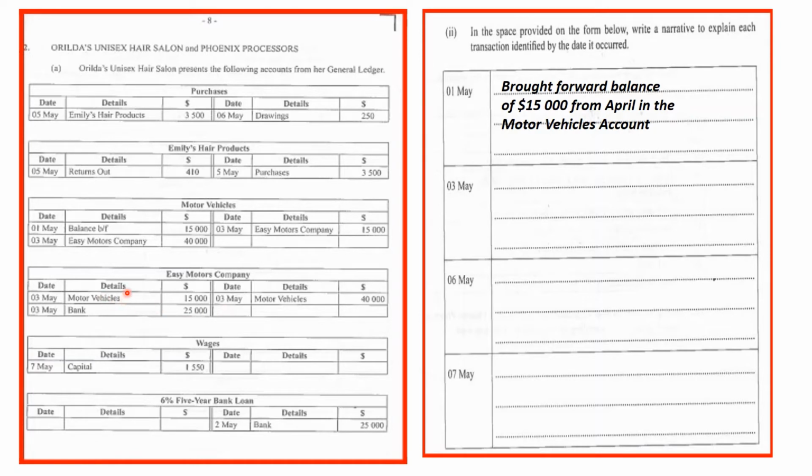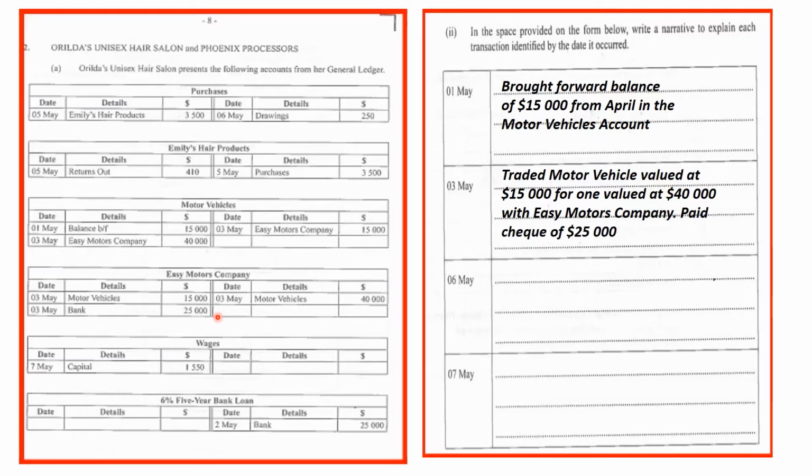So what we can see happening here is that we have traded in a vehicle for 15,000 for another vehicle worth 40,000, and we are paying the difference by a check of 25,000. Okay, so we write that in. Traded motor vehicle valued at 15,000 for one valued at 40,000. Easy Motors Company paid check of 25,000.